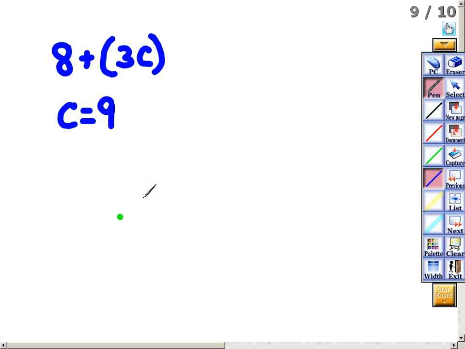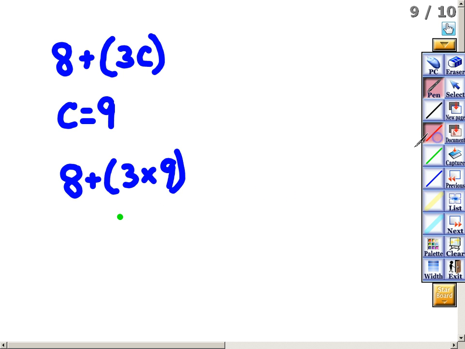Now we're going to work this problem out. We have 8 plus 3 times c. Okay, so the first thing we will do is write this problem out, plugging in our digit for the variable. Okay, so we're just going to write 8 plus 3. Whenever there's a variable right next to a digit without any operation with algebra, it's always understood that it's multiplication. So we'll do 3 times 9.